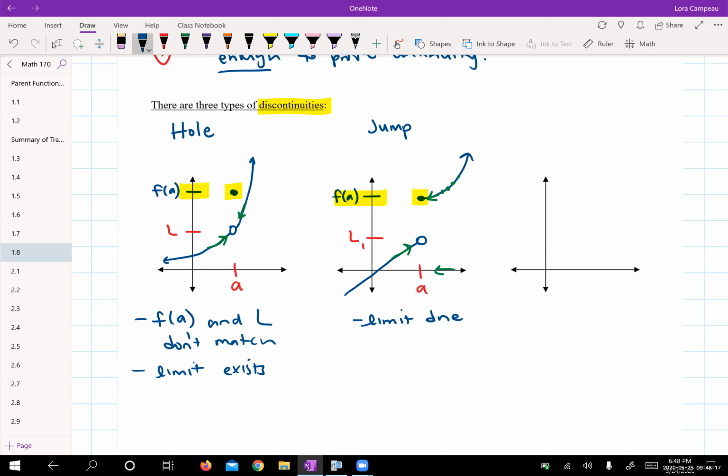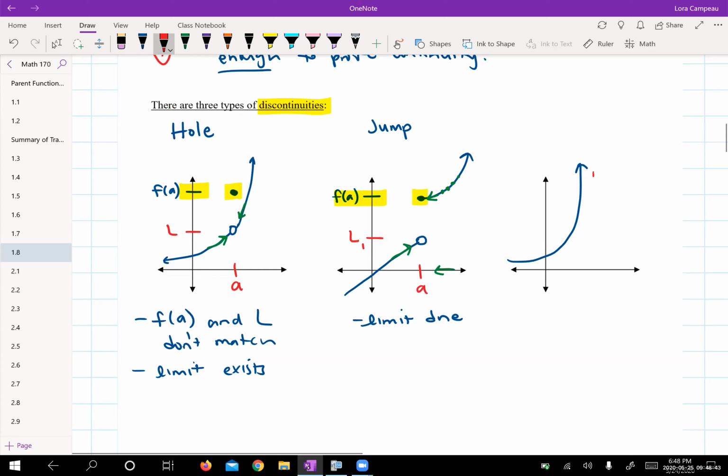We use the DNE notation. So that's something to play with. Just look at the difference between having a hole versus a jump. And then I'll go over the last type. Usually rational functions or piecewise functions follow these issues.